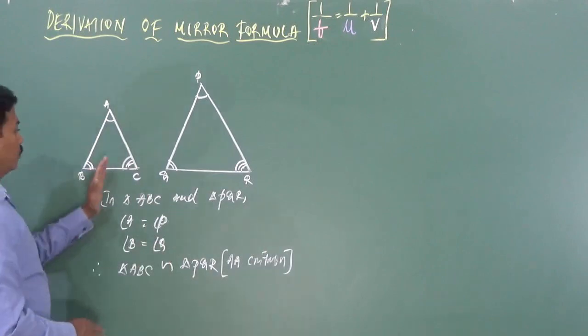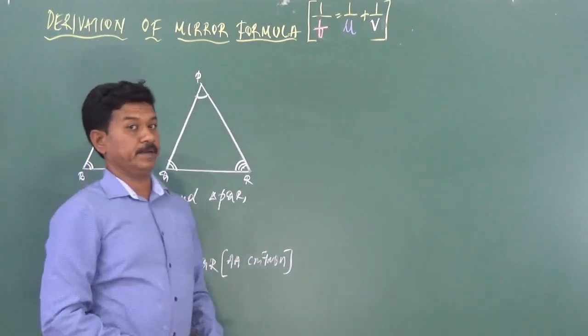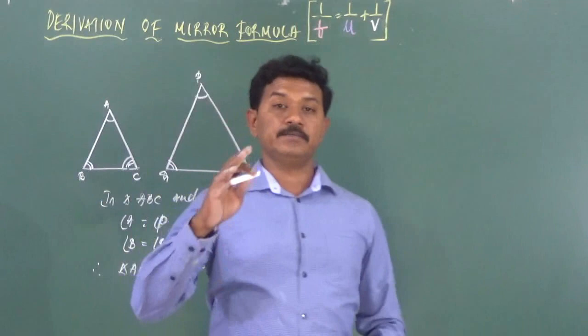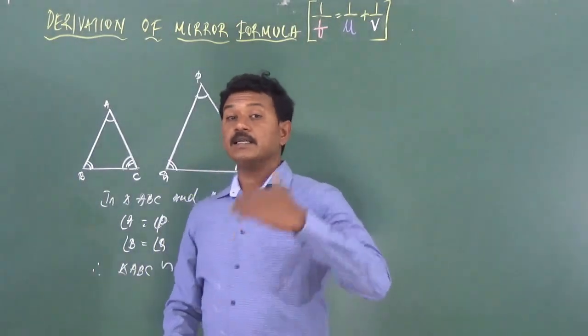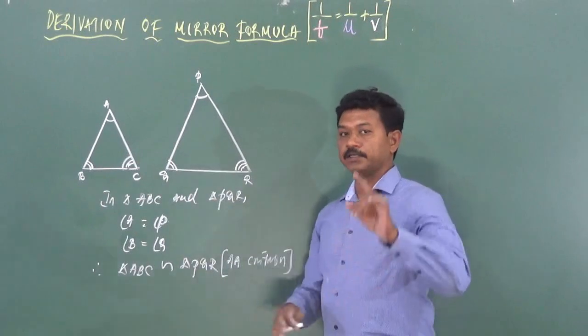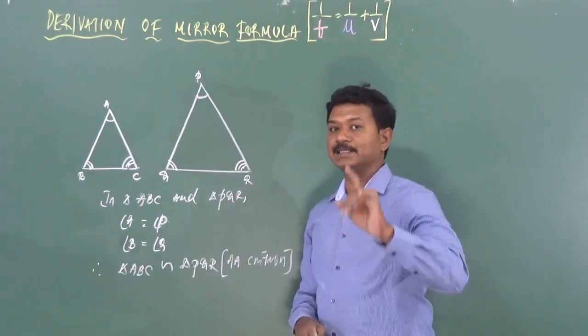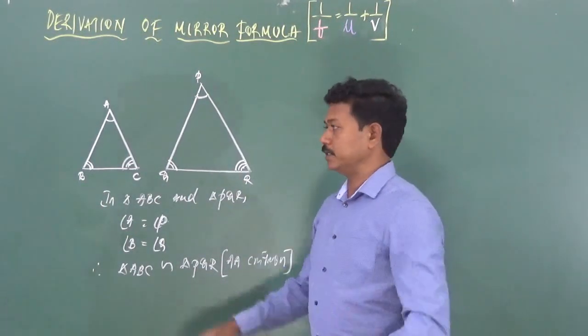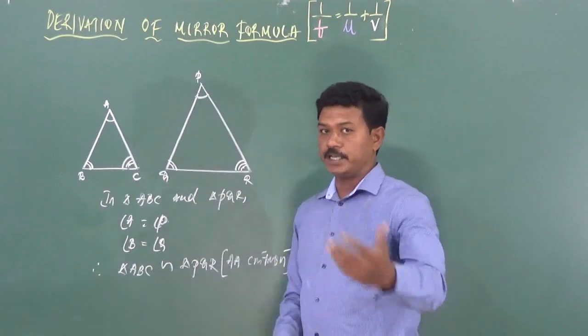Why do these two triangles have the same shape? Because their corresponding angles are equal. If two geometrical figures have their corresponding angles equal, then we say that they have the same shape.